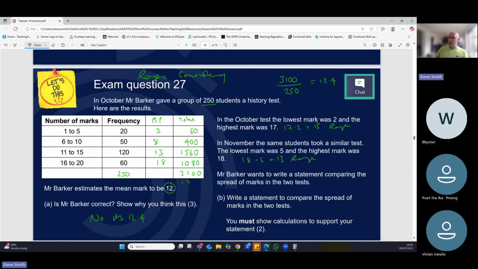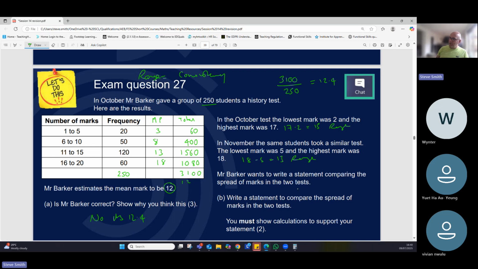Or we could just say the range was lower in November than it was in October. You don't have to mention the word consistency because you've told them that you've worked out both ranges, and you can see that the range in November was lower. But using the word consistency shows a deeper understanding, and the fact that you can see that because it's a little bit lower, therefore the numbers are closer together.